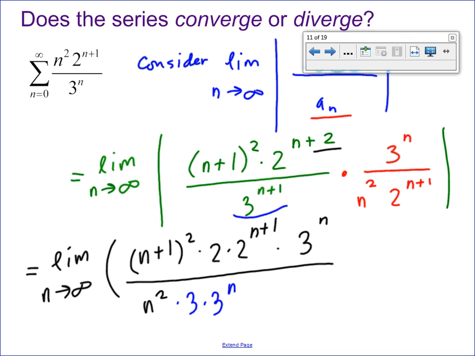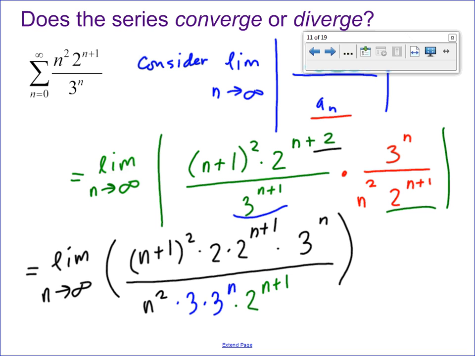Then we still have our 2 to the n plus 1. All right, let's go ahead and make sure we've got everybody. So we had our original n plus 1 squared still there. We've rewritten our 2 to the n plus 2 as 2 times 2 to the n plus 1. We've left our 3 to the n alone. Hopping down to the bottom, we've rewritten our 3 to the n plus 1 as 3 times 3 to the n. Our n squared is still there. And then our 2 to the n plus 1 we left as is.